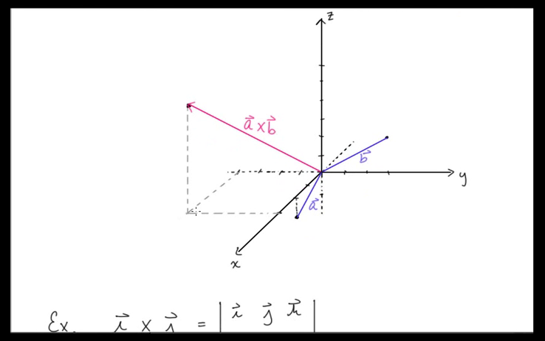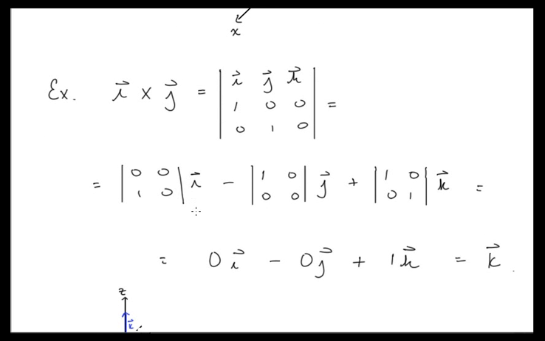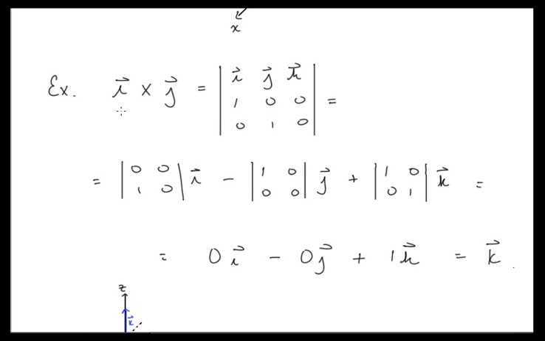Let's take a look at another example. I cross J. Remember now, I is (1, 0, 0). J is (0, 1, 0). So this vector I is going here, right? This is I, and this vector J is going here. These are the standard basis vectors that go in the top row for any cross product.